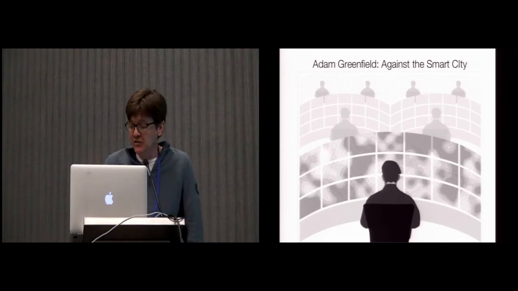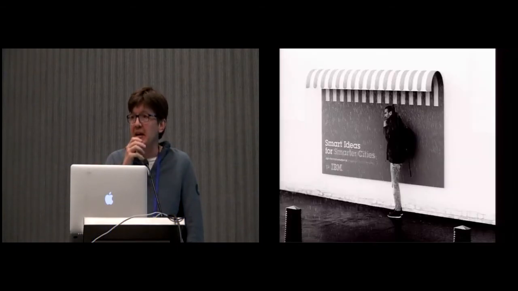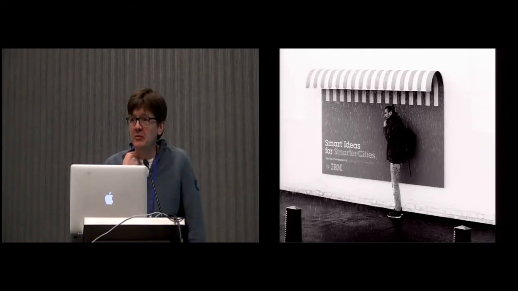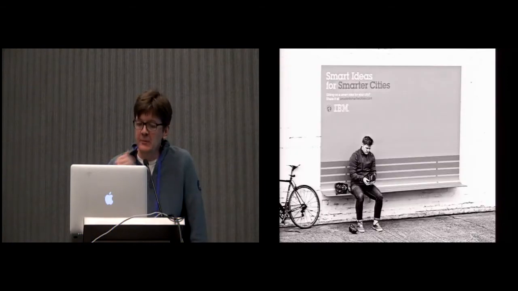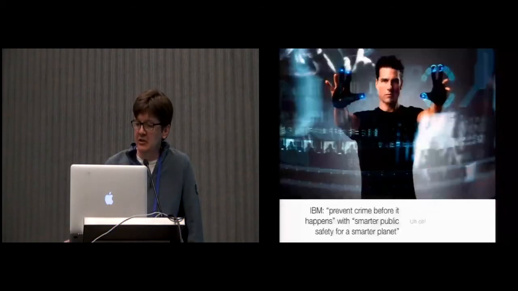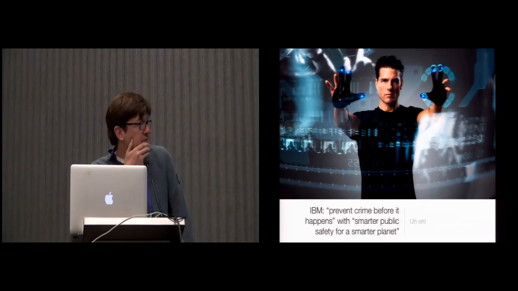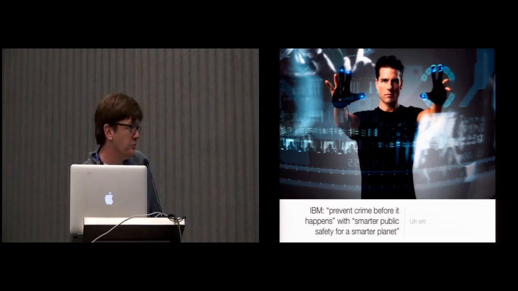And again, you know, these images are very compelling. IBM is here. How clever is this advert? The medium is the message. Isn't that a smart advert? Smart ideas for smart cities? Another really clever advert. A bit too clever, maybe. And IBM, when they kind of get further into it, said in 2009 that they wanted to prevent crime before it happens, with smarter public safety for a smarter planet.